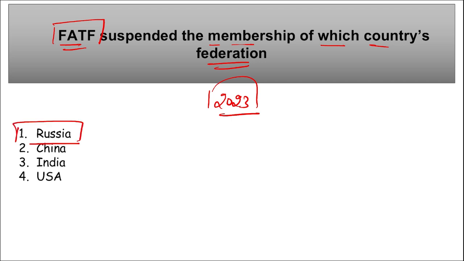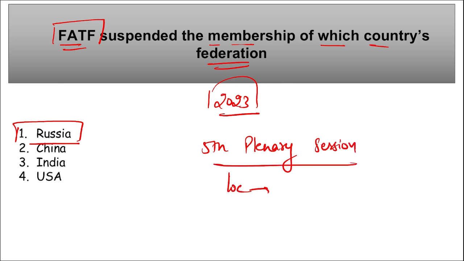First thing. Second thing, remember FATF week was observed recently, and the fifth plenary session of FATF was held, where? It was held in Paris, France. Right? It was held in Paris, France. This was a 3-day long plenary session that was held from 21st to 24th of February.